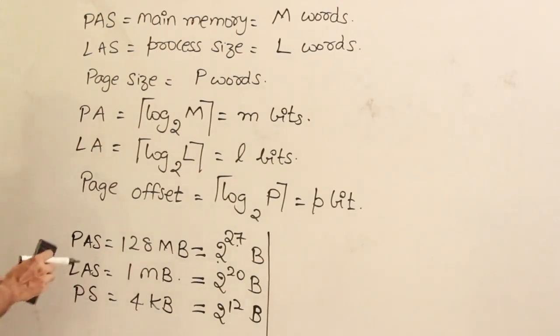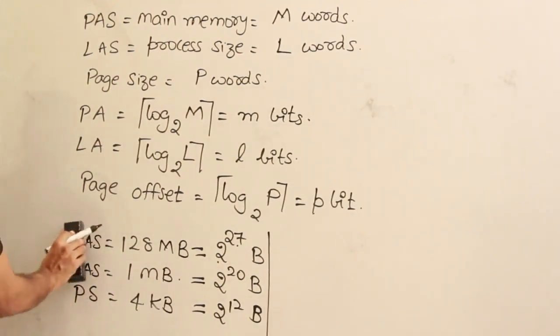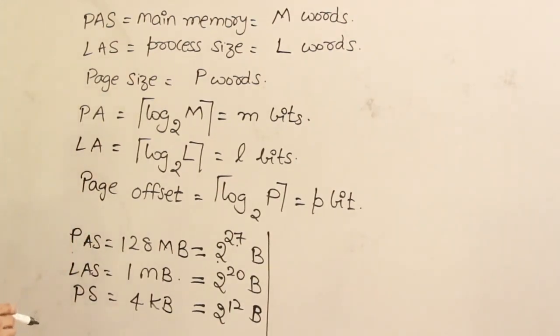Let's say logical address space is this. Let's say the process size is bigger, or okay, let's leave it this way, no problem. Physical address space, right? Okay.